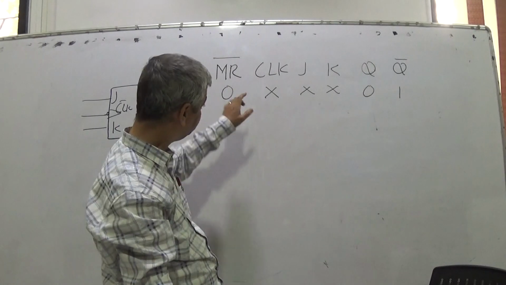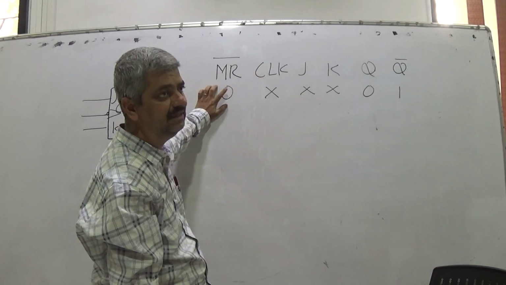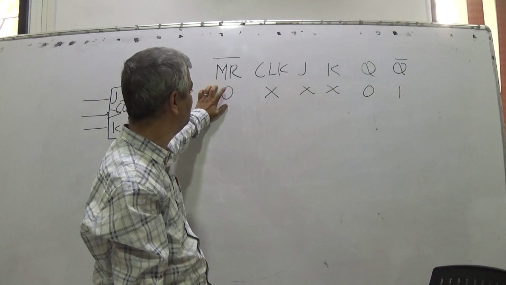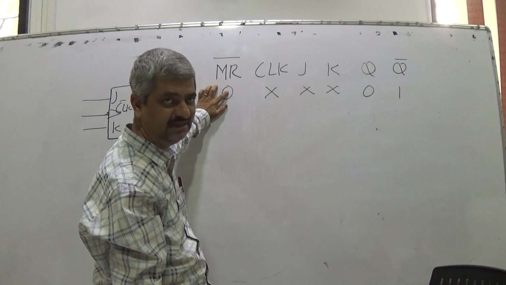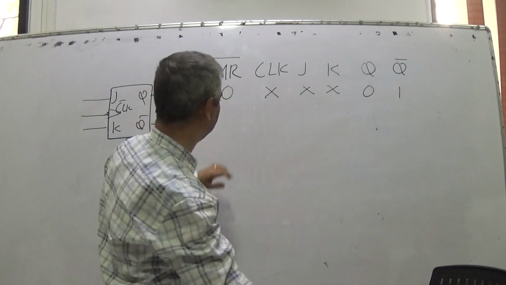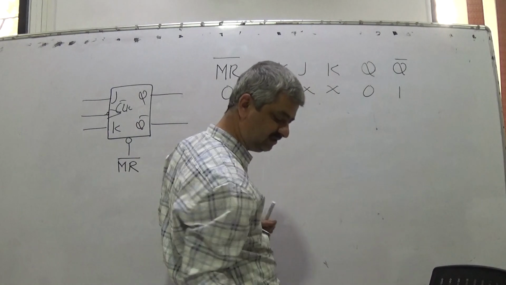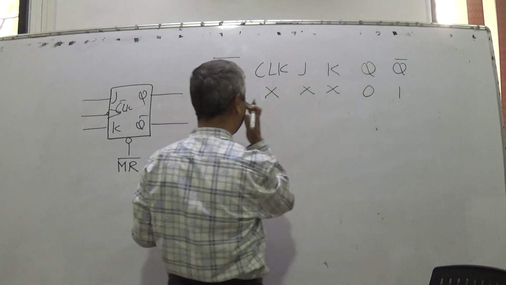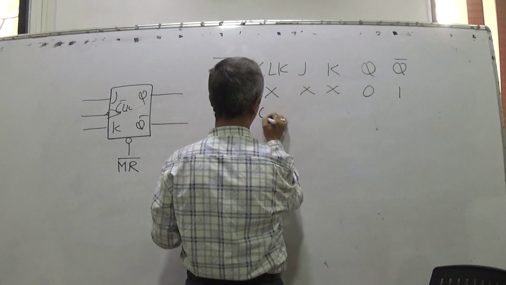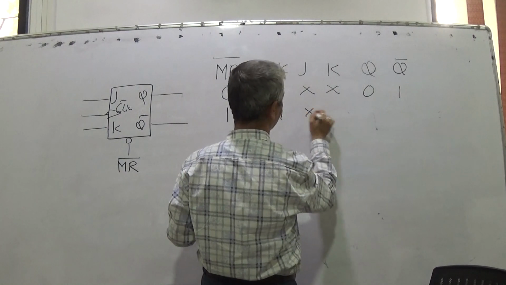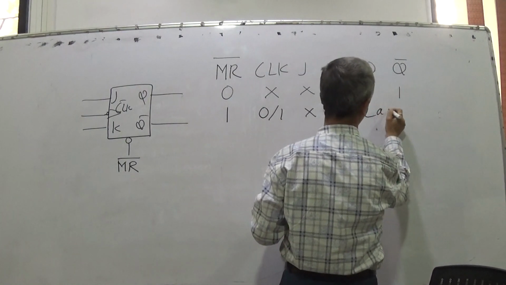So this master reset is a facility by which, irrespective of anything, the flip-flop can be brought to the reset state. It is especially very useful in designing counters. And when master reset is 1, when master reset is not active, then the previous truth table of the flip-flop applies. For clock 0 or clock 1, irrespective of J and K, the last state is maintained.